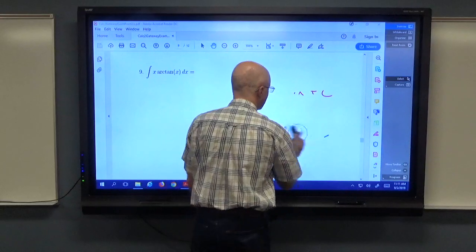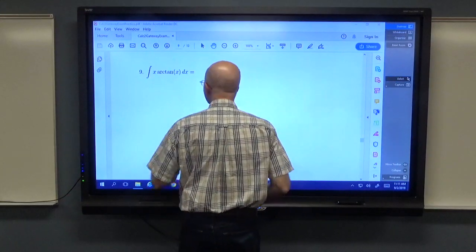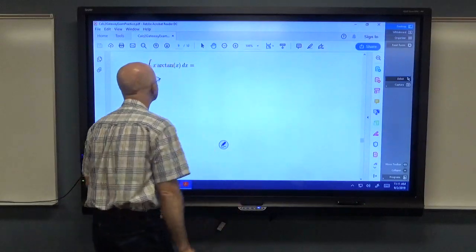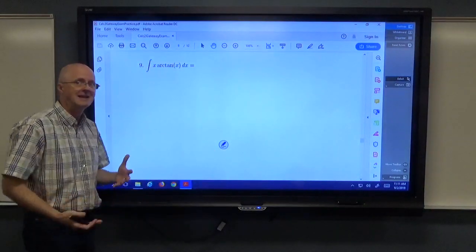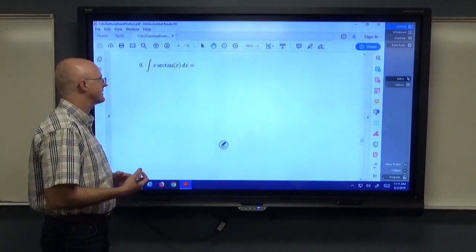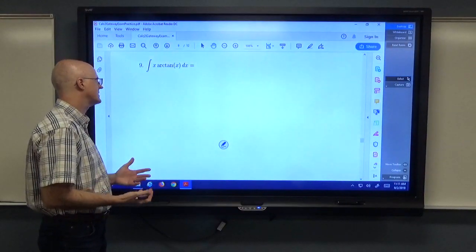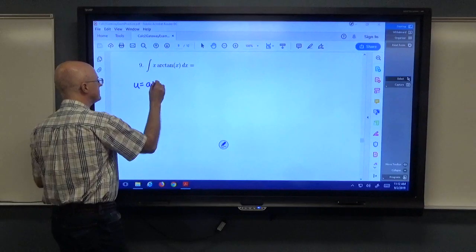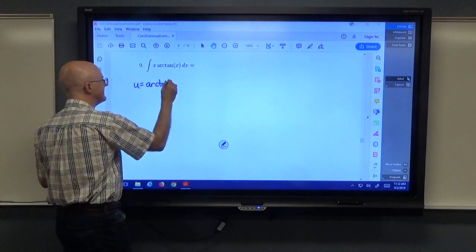This one ends up being kind of a pain, but it's worth doing. Okay, you need to do some difficult ones sometimes. Once again, if you think about LIATE, whether you think of it in terms of inverse function or arc function, you want to let u be the arctangent one, not x.